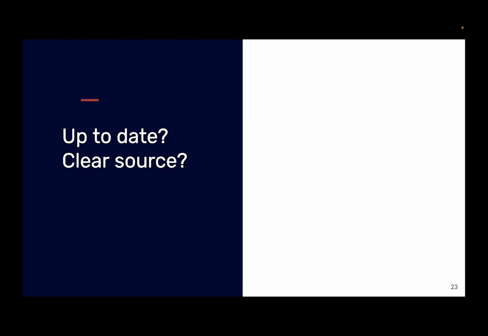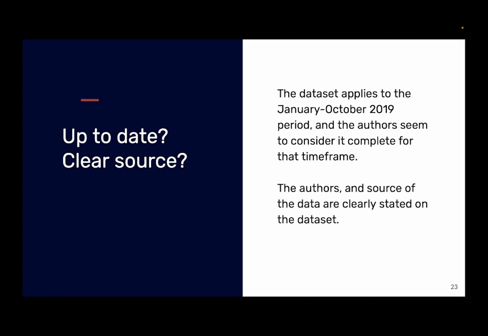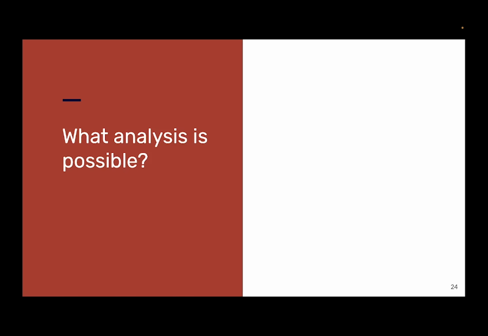Is the data up to date? Is it a clear source? The dataset applies to the January to October 2019 period, and the authors seem to consider it complete for that time frame. The authors and source of the data are clearly stated on the dataset. And what analysis is possible?